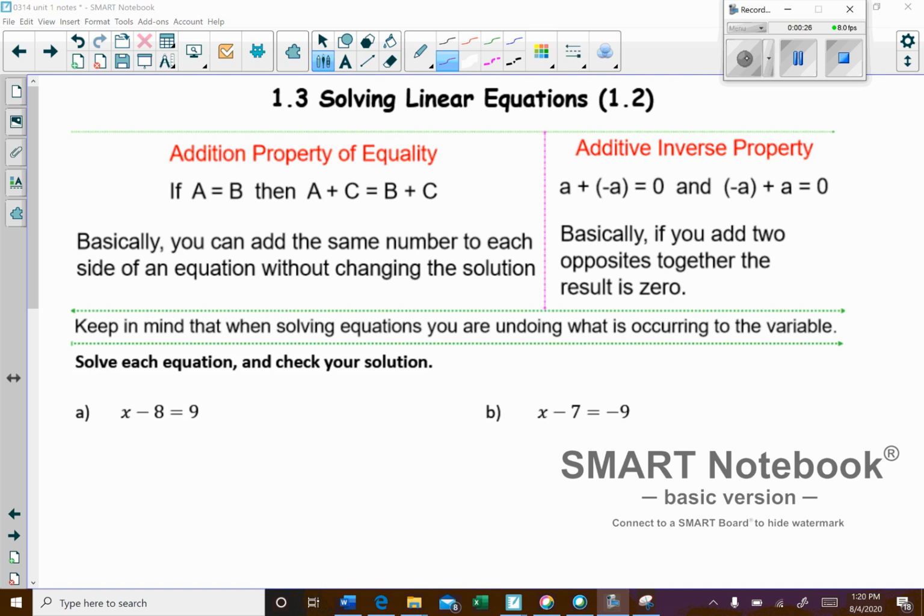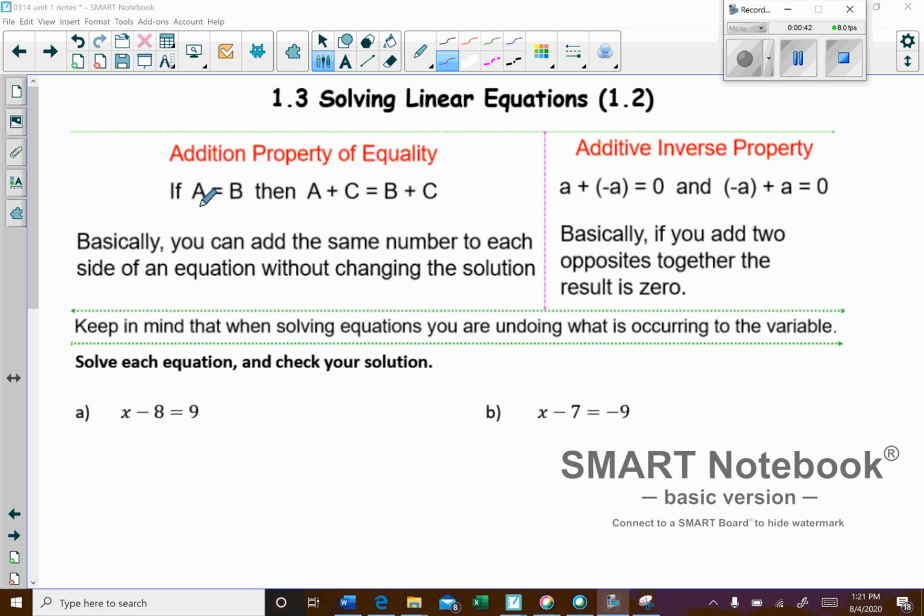So the first couple that we're going to do, you probably might be able to do in your head, and that's good. But as we move forward, they'll get more complicated, and so we want to make sure we understand how to apply these properties. So the first one is the addition property.